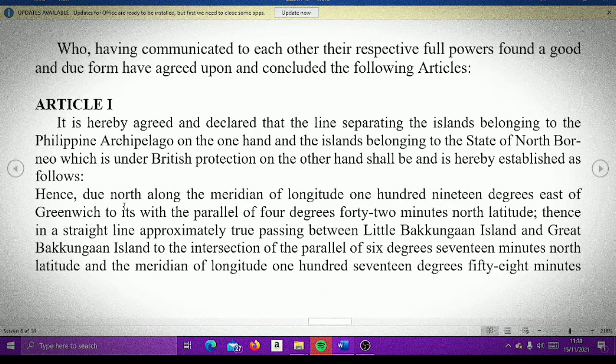Thence, due north along the meridian of longitude 119 degrees east of Greenwich to its intersection with the parallel of 4 degrees 42 minutes north latitude. Thence, in a straight line, approximately passing between Little Bakungan Islands and Great Bakungan Islands to the intersection of the parallel of 6 degrees 17 minutes north latitude and the meridian of longitude 117 degrees 58 minutes east of Greenwich.